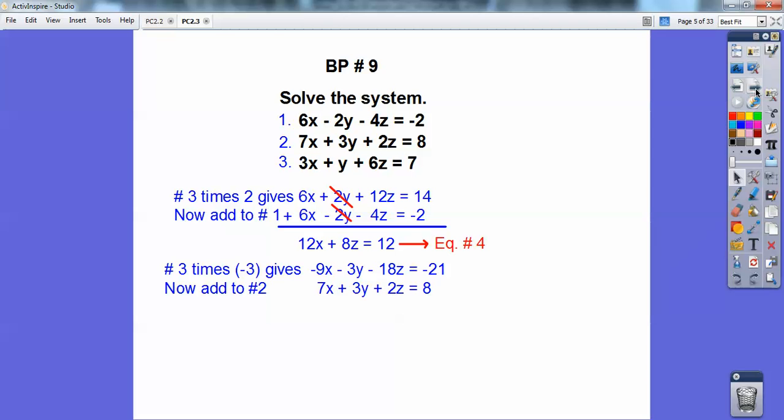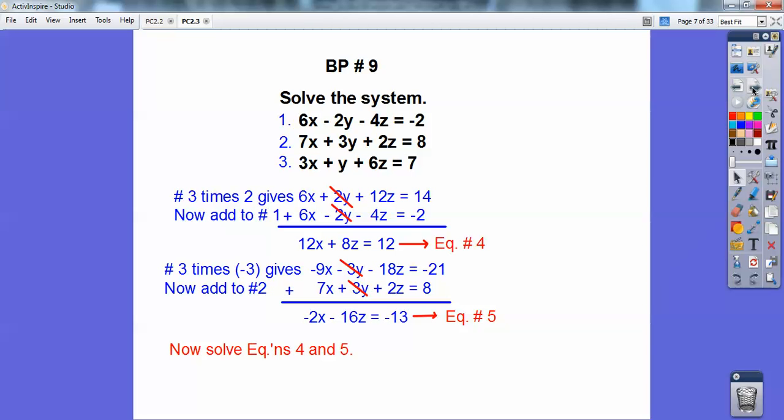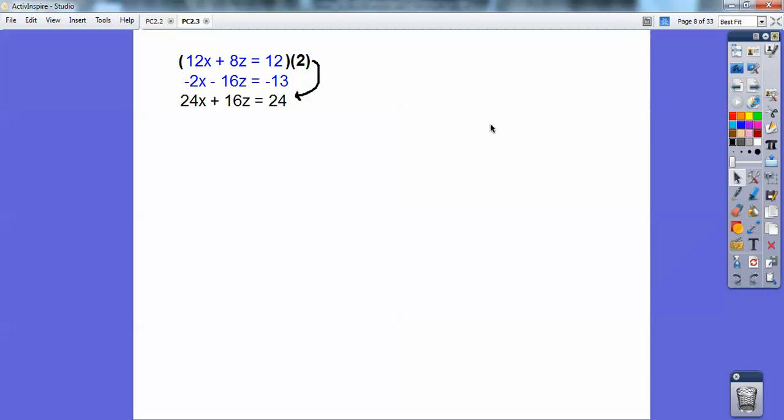All right, so I'm going to now take equation 3 and multiply it by negative 3. That way it'll cancel out with this positive 3. I want to make sure to get rid of the same variable. So here we go. I call these equations 4 and 5, and now I'm just going to solve equations 4 and 5. I put those over here, and I multiplied this equation times 2, gives me this one right here, and then I can add that, and these 16 z's will cancel out, and then I get x to be 1/2.